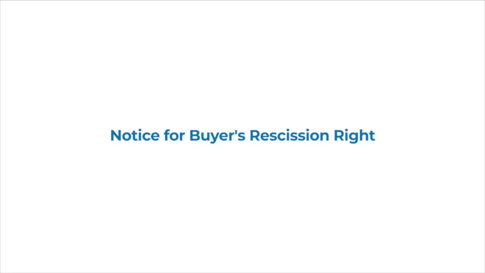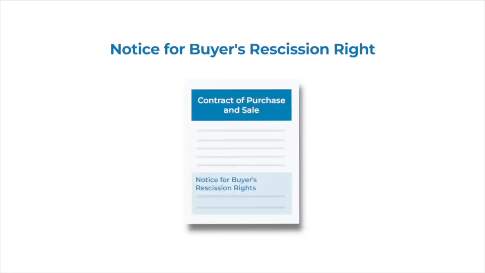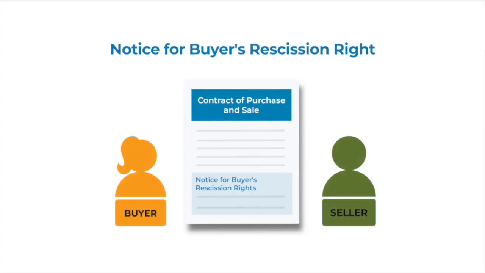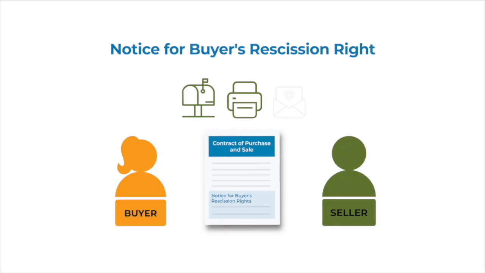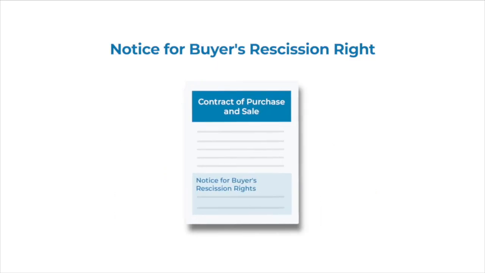Notice for buyer's rescission rights. If the contract of purchase and sale residential is subject to the buyer's right to rescind the agreement under the home buyer rescission regulation, the seller will provide the necessary contact information, such as address, fax, or email, for the buyer to send their notice of rescission. In those cases, the party that accepts the final offer or counteroffer will be responsible for filling in the deadline by which the buyer must exercise their rescission right. This allows all parties involved to establish the date by which the buyer must exercise their right of rescission, if applicable.